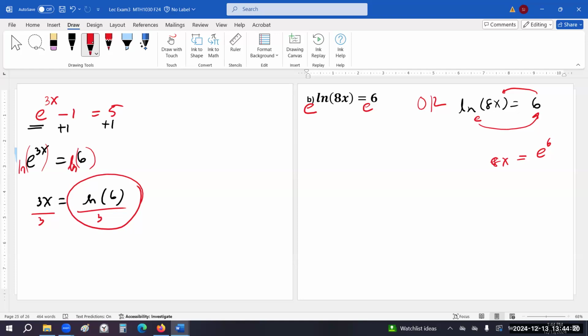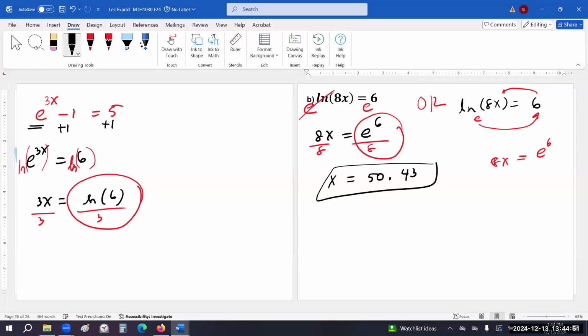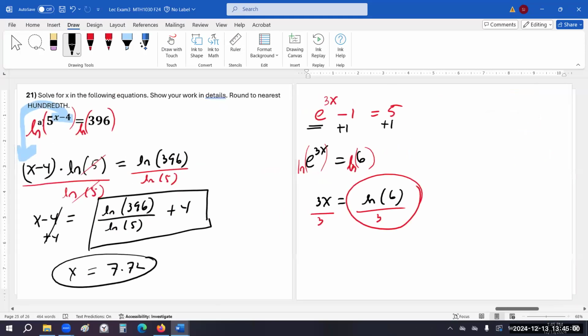What's the base for log? 10. Same thing, ln doesn't have any base, but actually it does. The invisible e. So e and ln next to one another, we are left with 8x is e to the 6. We don't want the 8, so we divide by 8. And it will give you 50 point something. 43? 42? 43. So these were actually easy questions. But many of you got it wrong.